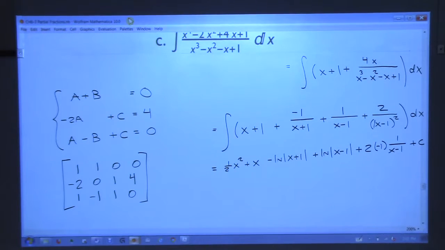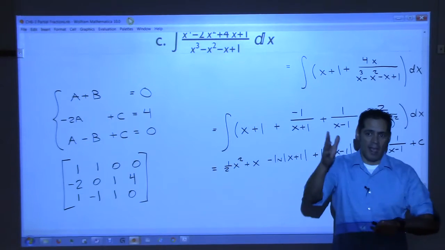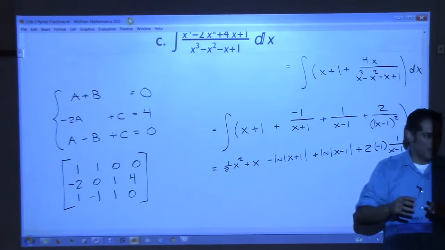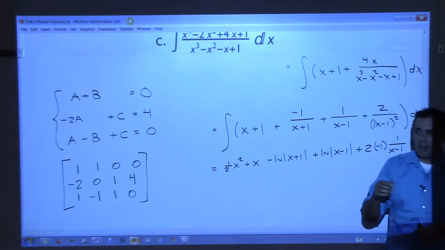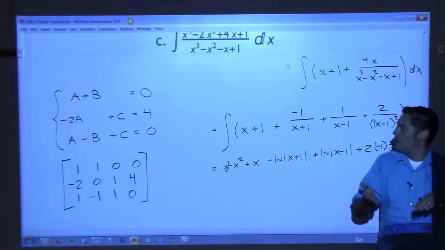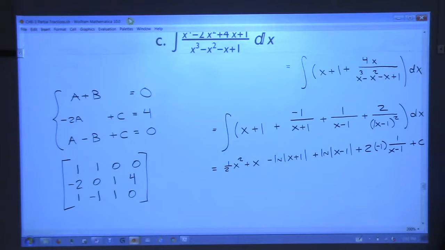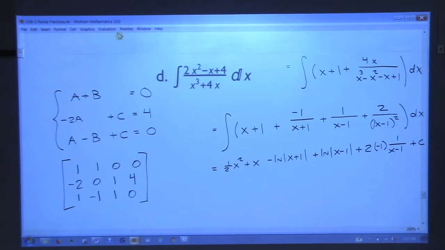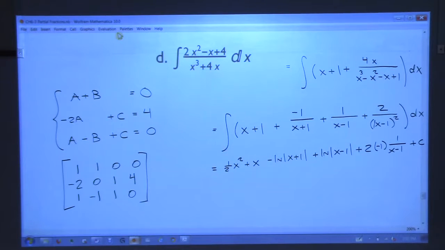Questions, comments, concerns, complaints? That only took us 20 minutes. Yeah, that actually went pretty quick. So if we see distinct linear factors, a over the number, b over the number. If we see repeated linear factors, we've got to kind of build up the power, right? So what else is there?